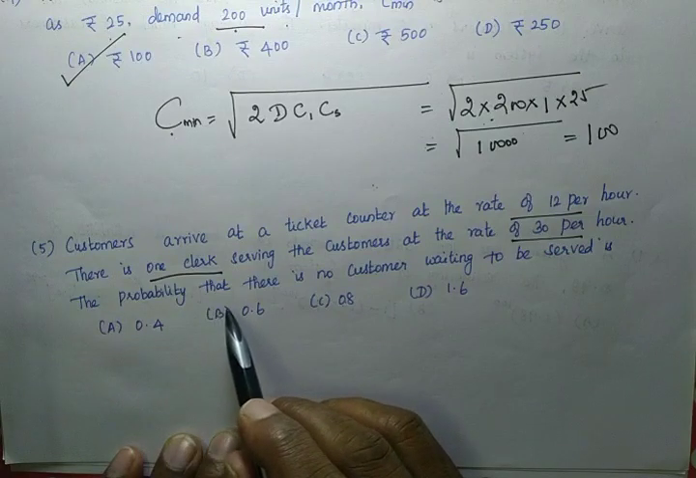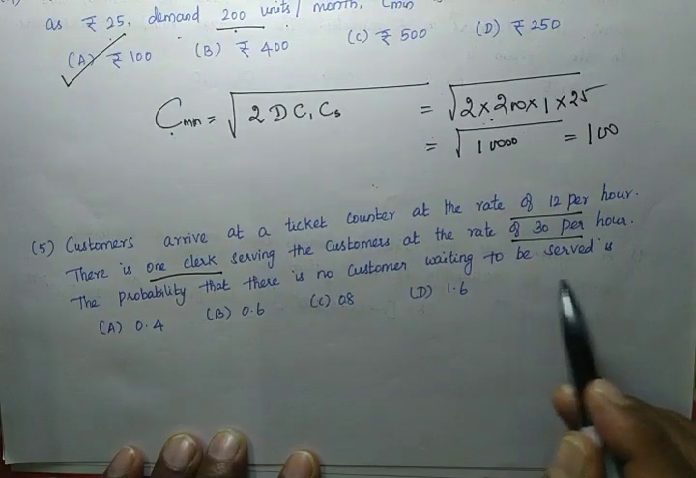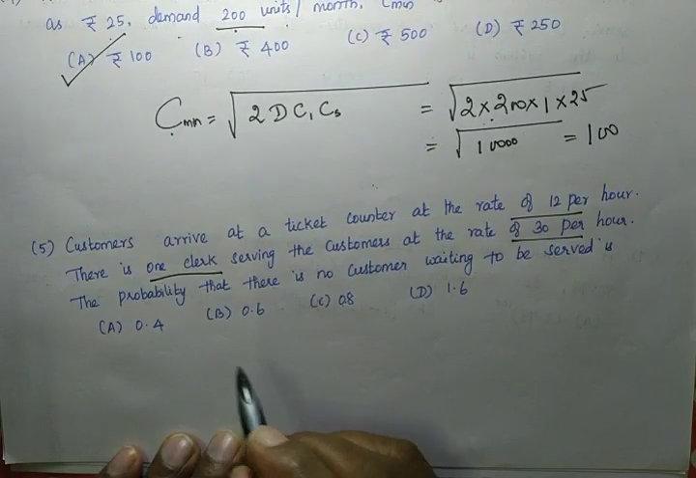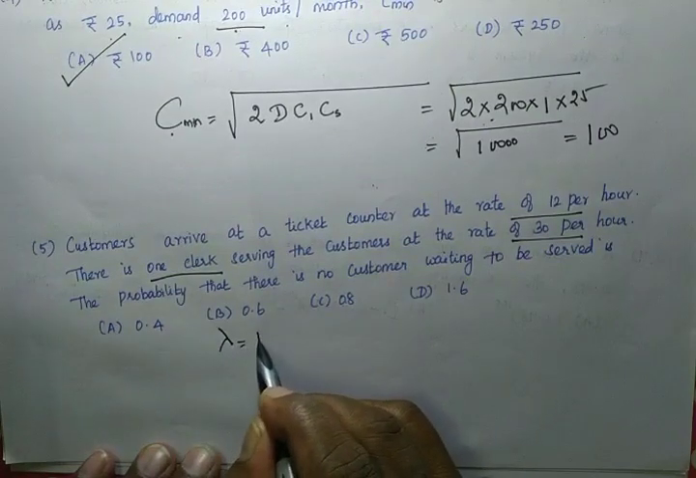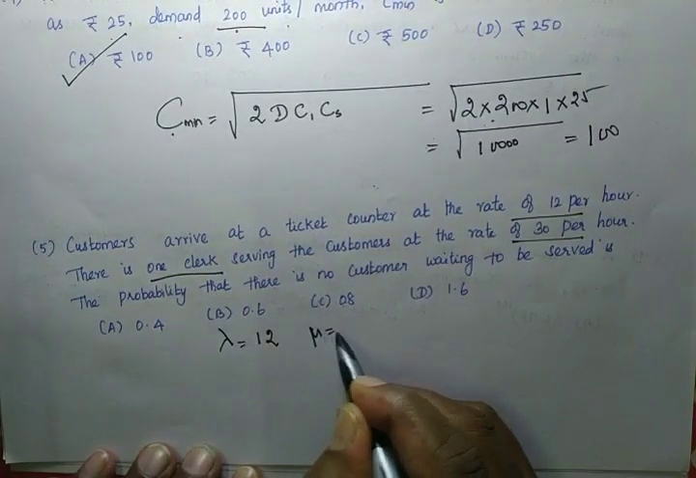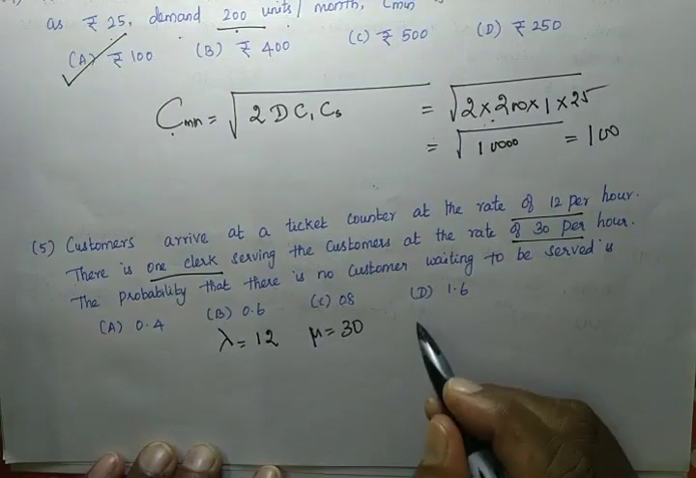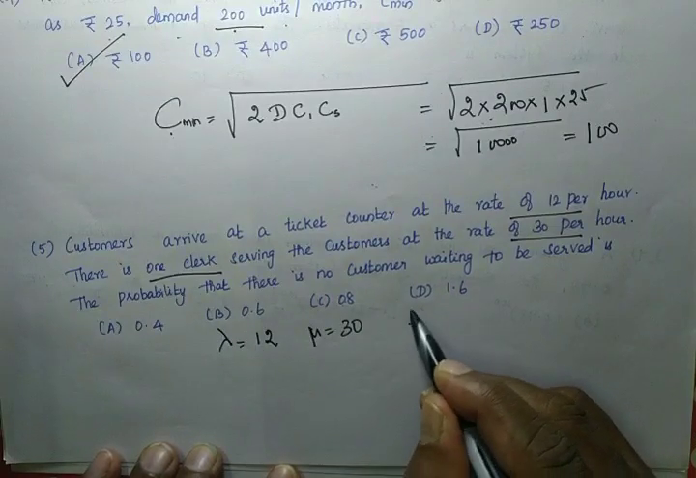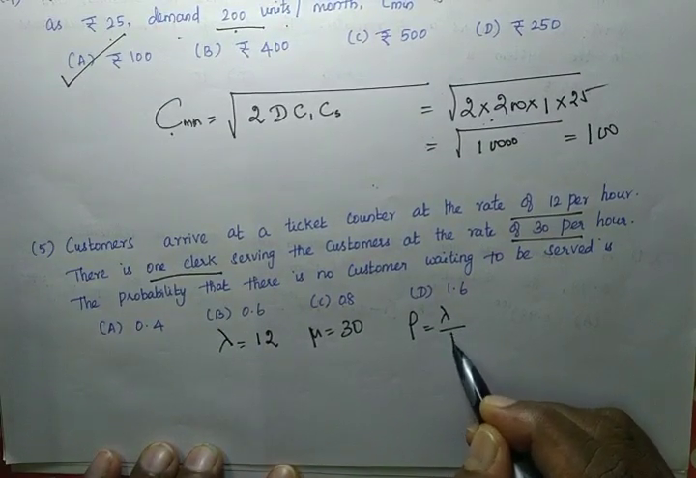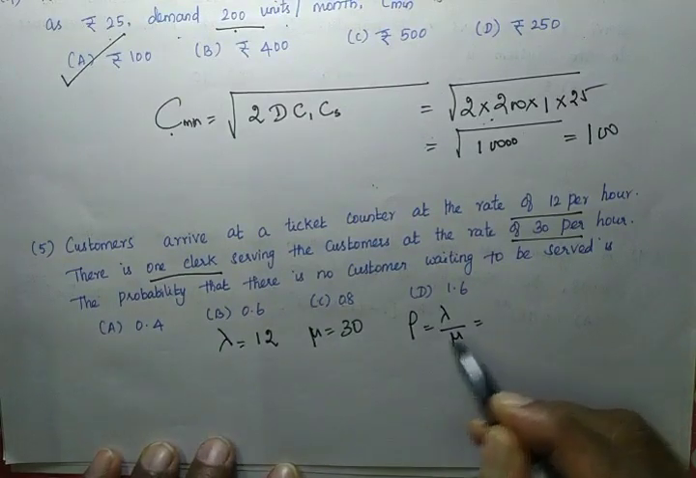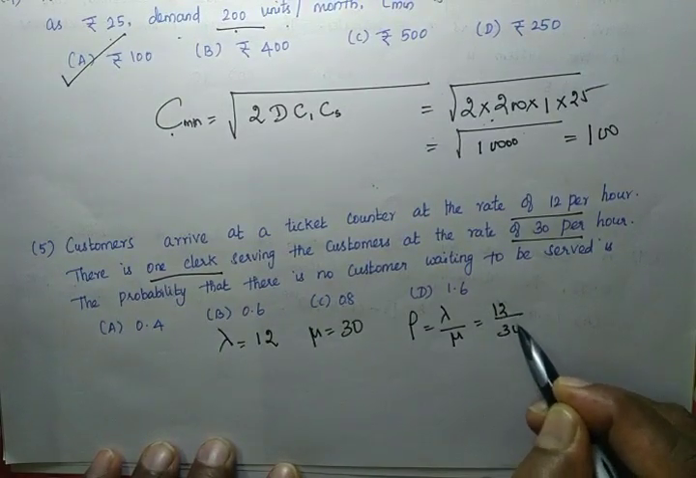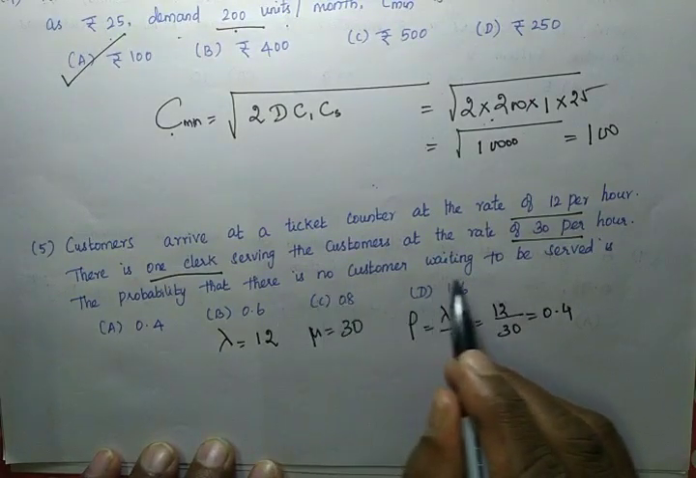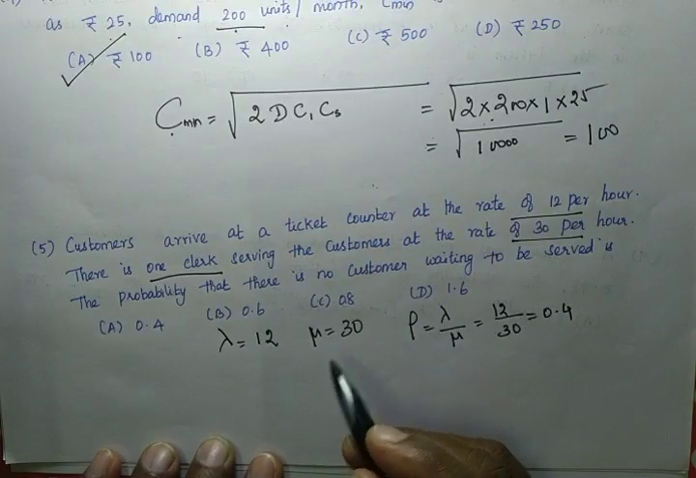The probability that there is no customer waiting to be served is nothing but the idle time of the system. Here lambda is 12, the arrival rate, and mu is 30. First we find the traffic intensity, how busy the clerk is. Lambda by mu is 12 by 30, which gives 0.4. Here we need the case where there is no customer, so the system is idle.